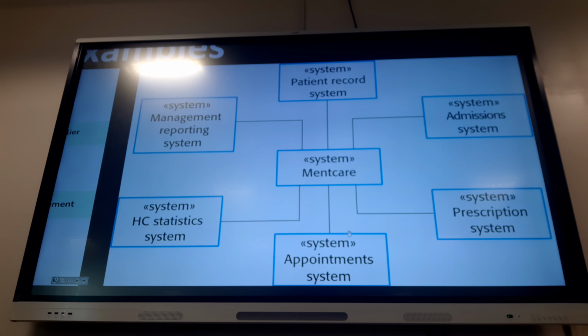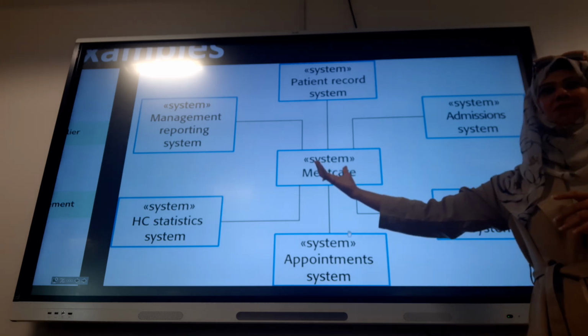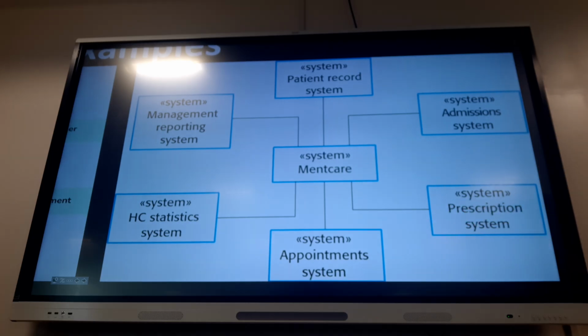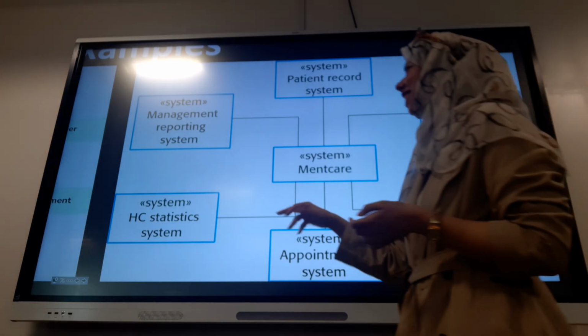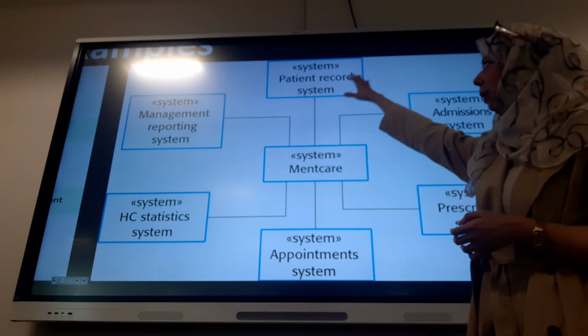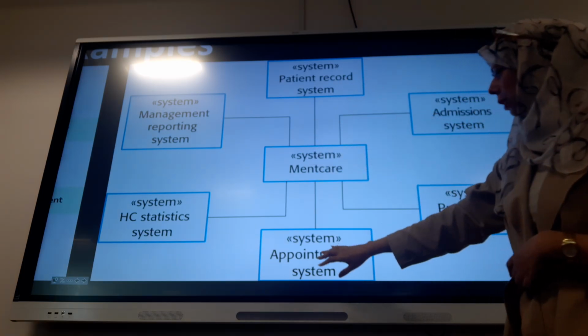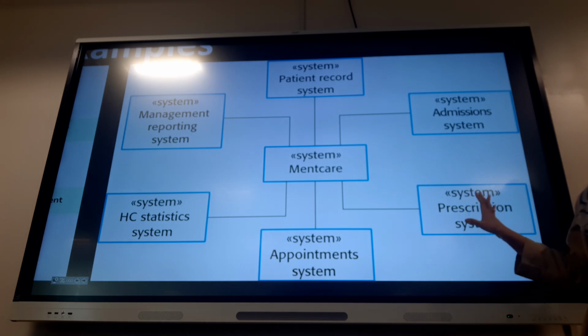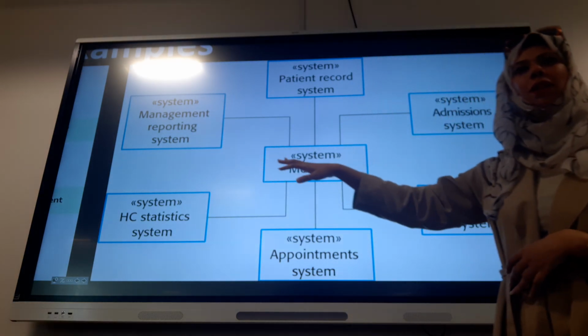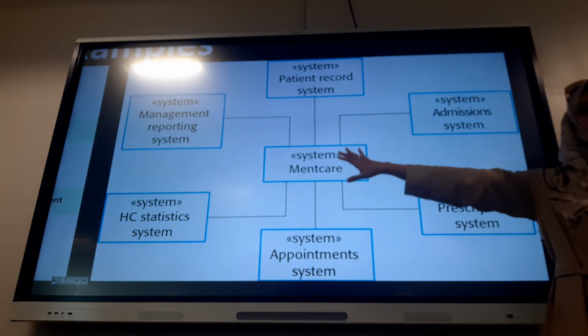Third example, now we have our system dealing with six other systems. Okay? This is a type of system of systems. Exactly. That's an example of a system of systems. So now I have, I don't know, say a mental care system. It deals with the patient record system, the appointment system, prescription system, admission system, healthcare statistics, management reporting systems, and these all, again, are built in to work with this one.